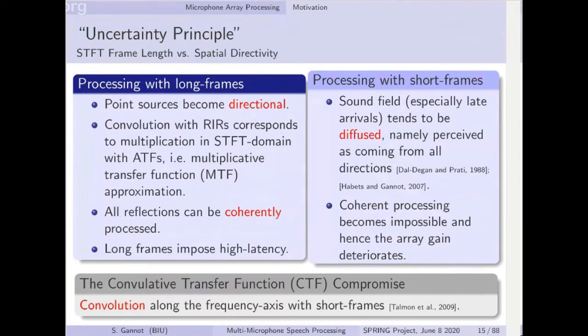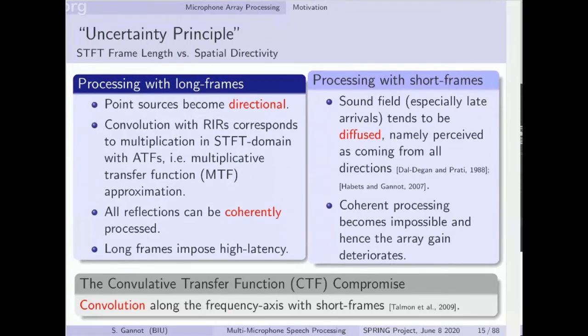Although in the last 2 years we have also had TasNet, which works in the time domain, I think the major work will still be in the short-time Fourier transform domain. Namely, the signal is cut into small frames, and each frame is transformed to the Fourier domain. Then usually there is some overlap between the frames, and this is where we do the processing. So one major question is how long these frames of the short-time Fourier transform should be.